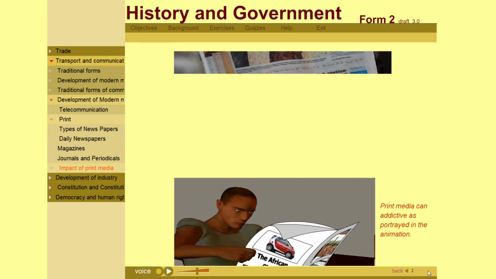Print media has various limitations in that it is limited to those who are literate and is also expensive. Some print media has pornographic material which may bring out moral decay. It can also be addictive, such as newspapers and magazines.